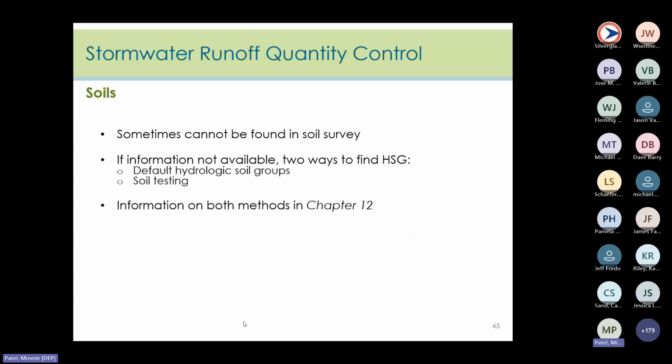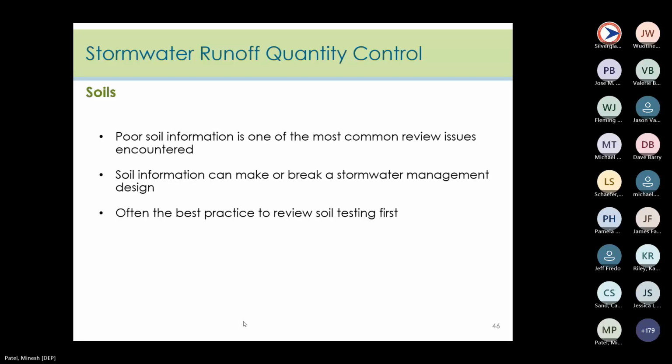If information on the site soils cannot be found, you can use the methods that are found in Chapter 12 of the BMP manual to determine hydrologic soil groups, either from the default HFG method or from soil testing itself. Making sure that the soil data for the site is accurate is a critical part of the review process. Inaccurate soil information can make or break a stormwater BMP. So generally, a good practice is to review soil testing first.